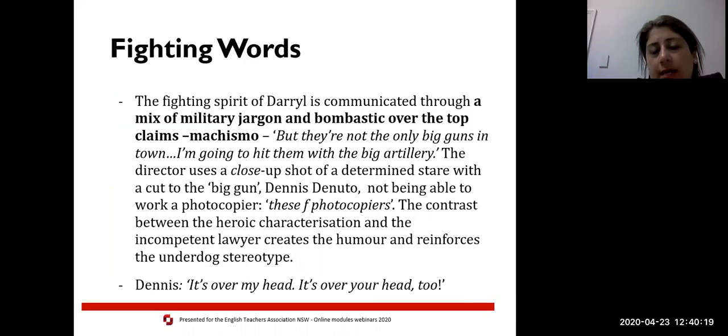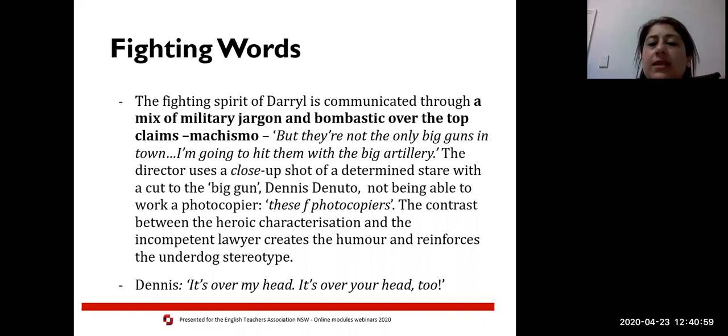But where the humour lies is the fact that Daryl's fighting words are matched with bringing in not the big guns, which he says, they're only the big guns, I'm going to hit them with the big artillery, and brings in Dennis Denuto, who can't even manage to operate a photocopier, who talks his own letters into the dictaphone and then types them out instead of giving them to the secretary. So he's nowhere near a big gun. But that is how Daryl thinks of him. And that's, again, what makes him quite a likeable fellow.